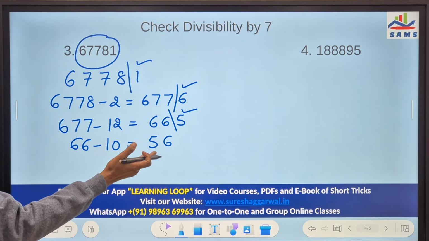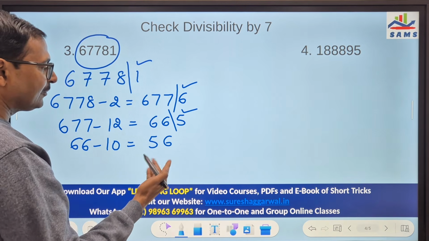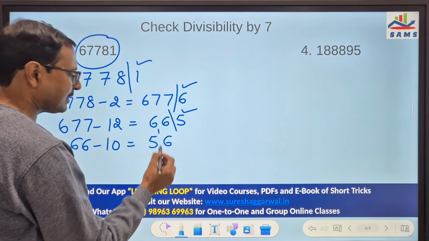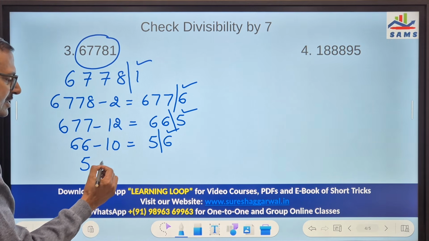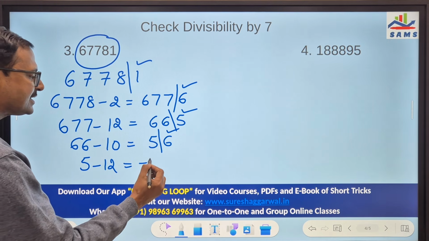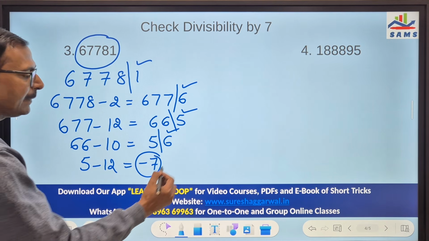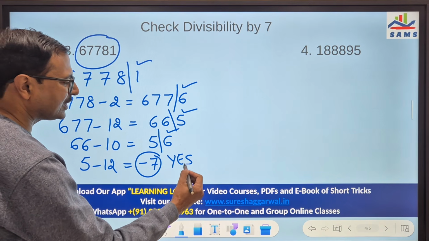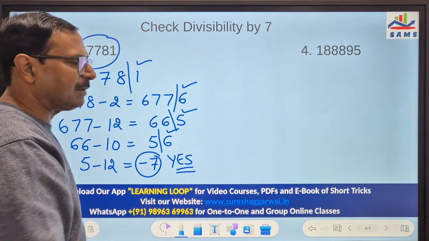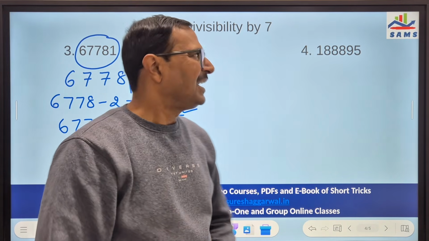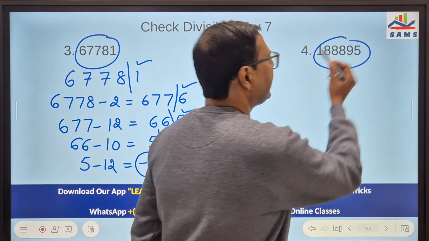56 exists in the table of 7, right? Or still, if you are not sure, separate out the last digit. 5 minus double of 6 is 12, and there you go, this is negative 7 and it is a multiple of 7. So yes, the entire number 67781 is divisible by 7. One more question, then we will conclude.